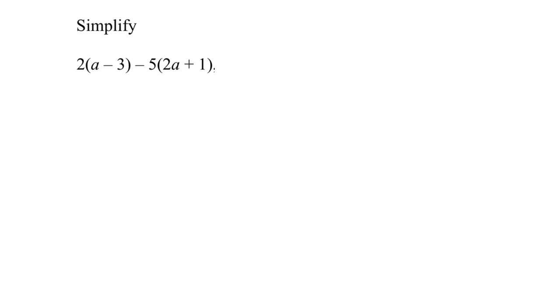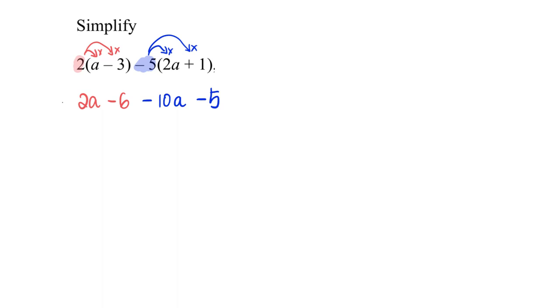Hello everyone, welcome to this question where we are required to simplify this expression here. I saw these two, so I'm going to multiply the two. I will get 2a. 2 multiplied by -3, I will get -6. This is -5 multiplied by +2a, I will get -10a. -5 multiplied by +1, -5.